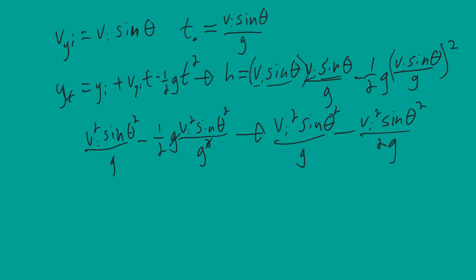All right, so notice we have the exact same thing here, except for this 2. So I just have half of that value. So when I subtract these two from one another, I end up with a positive half. So it's Vi squared sine of theta squared divided by 2g. That is our equation for height.